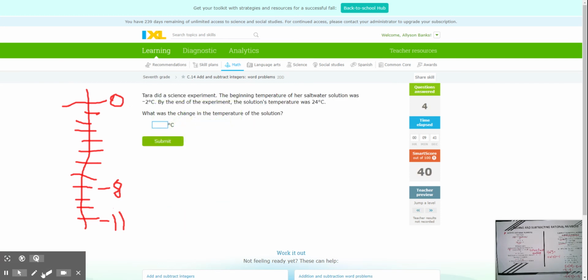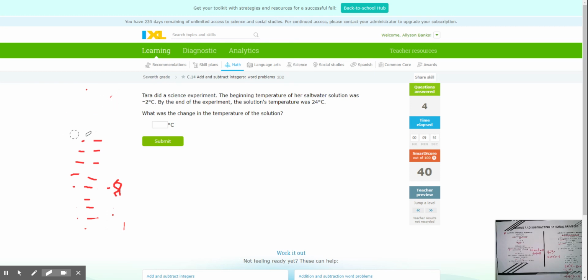All right, I'm going to do one more with you guys, and then I'm going to let you guys do these on your own. It takes me a while to erase all my little lines here.